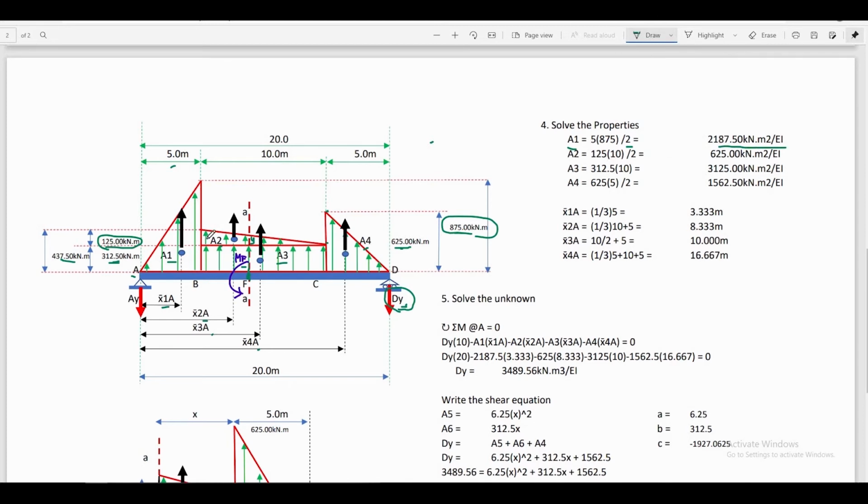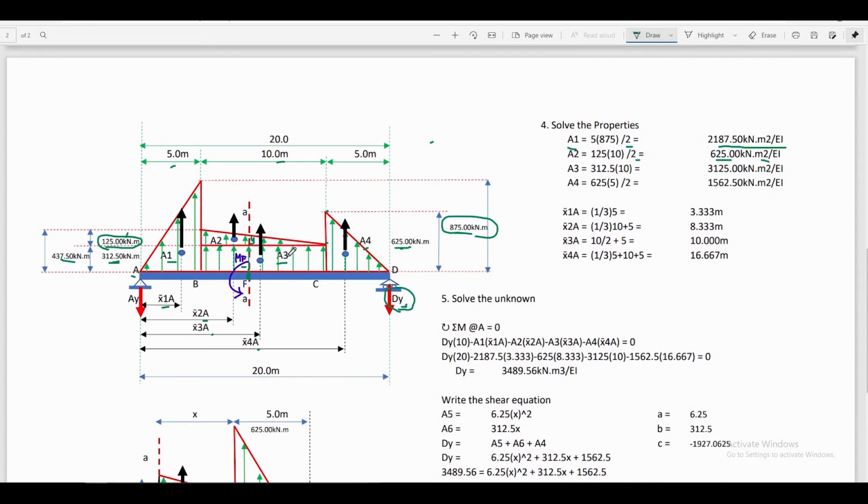And for area 2, that is also triangular, the maximum ordinate is equal to 125 and the base distance is equal to 10 meters. 1/2 of base multiplied by the height is equal to 125 times 10 divided by 2, and that is equal to 625 kilonewton meter square all over EI.